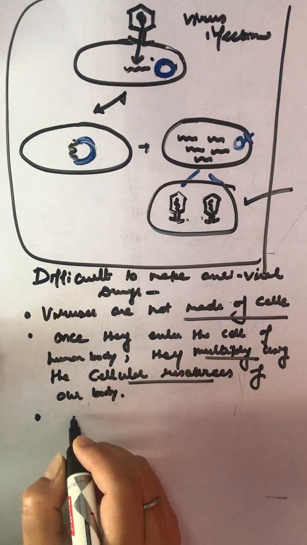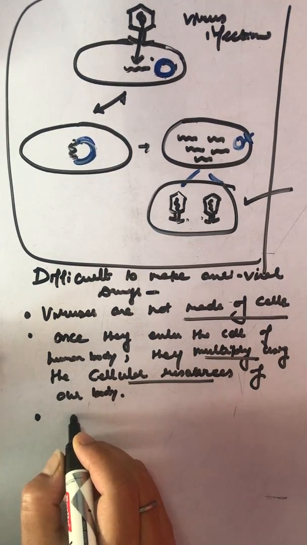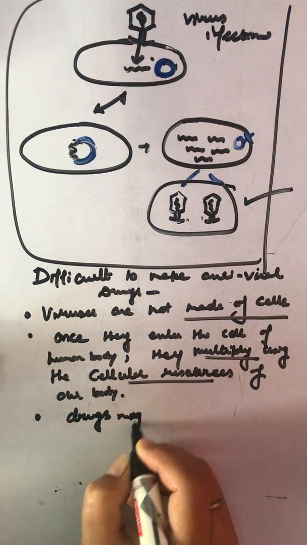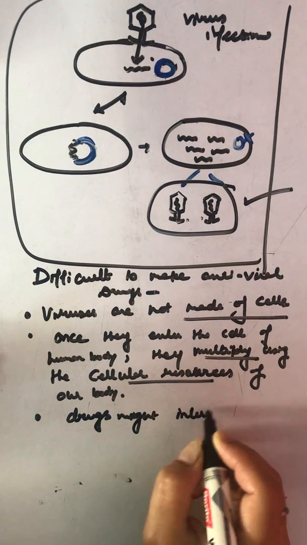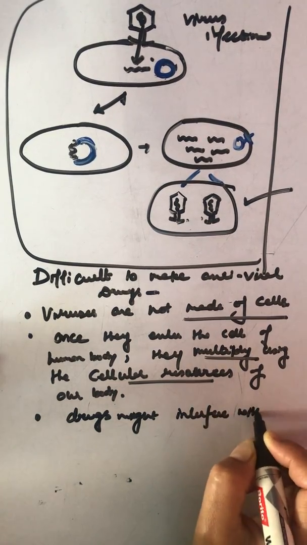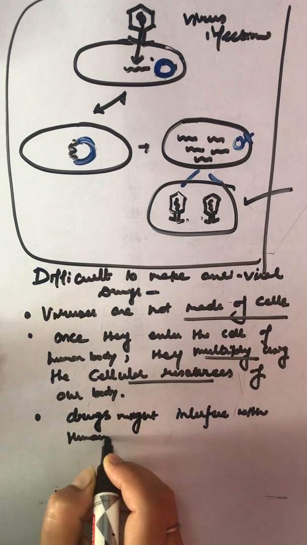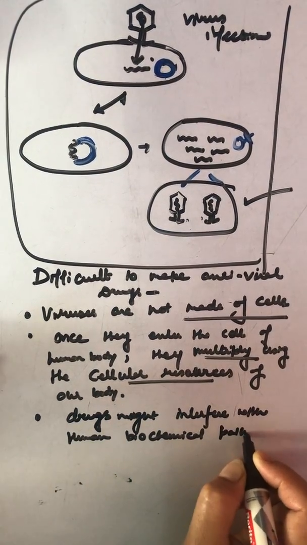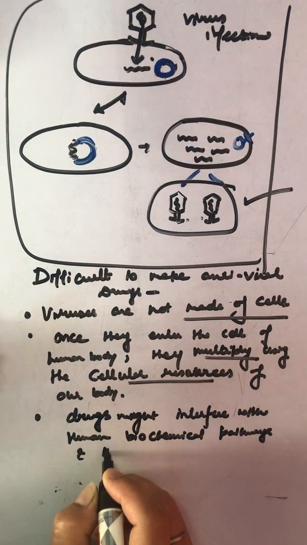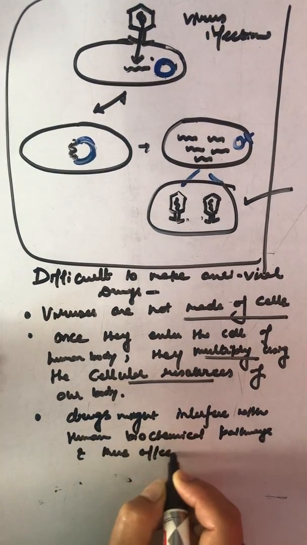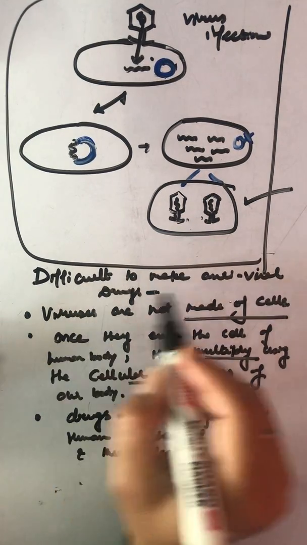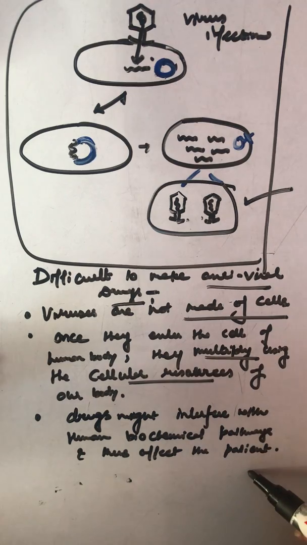if we are taking drugs, the drugs may interfere with the human biochemical pathways. Clear? And thus affect us, affect the patient. Therefore, it is very difficult to make antiviral drugs compared to the antibacterial drugs.